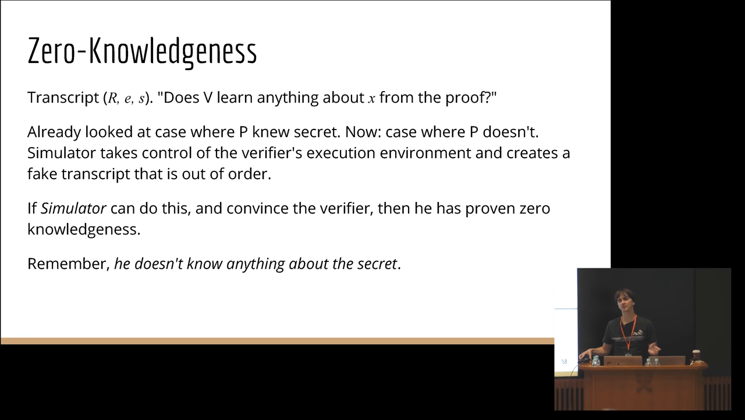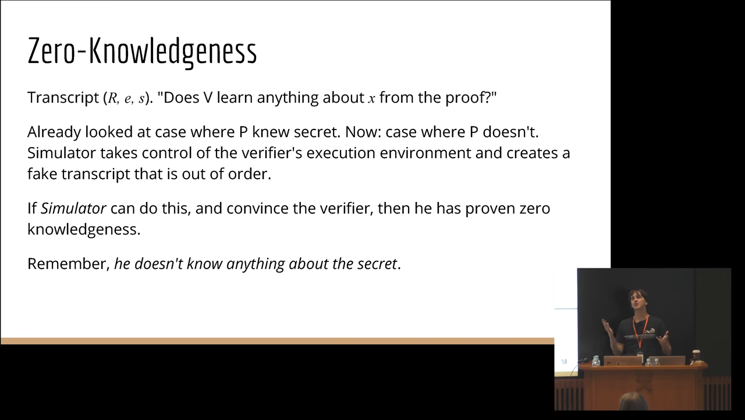So zero knowledge is a little bit more interesting. The question is, does the verifier learn anything about the secret after the verification is done? After we convince the verifier that we know X, have they learned anything about X? We already looked at the honest case where the prover knew X. Now we're going to look at the case where the prover does not know X.